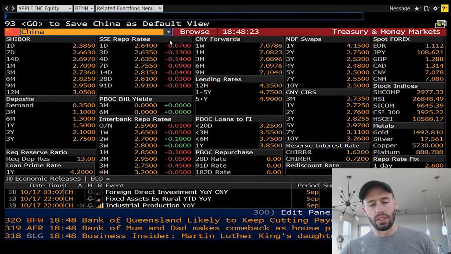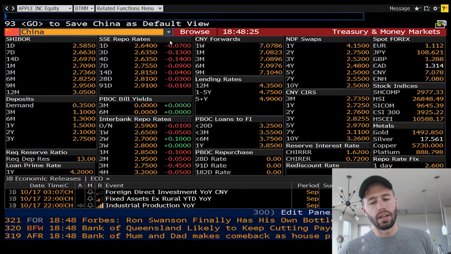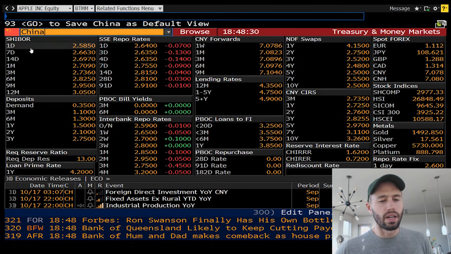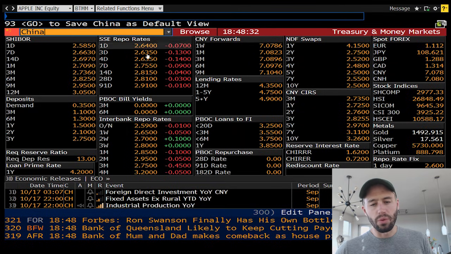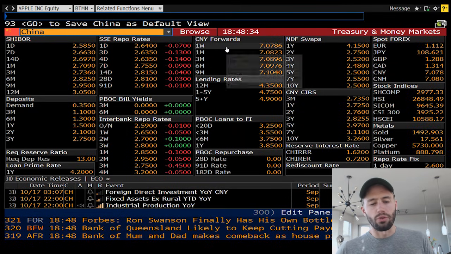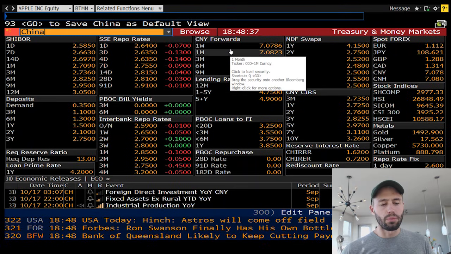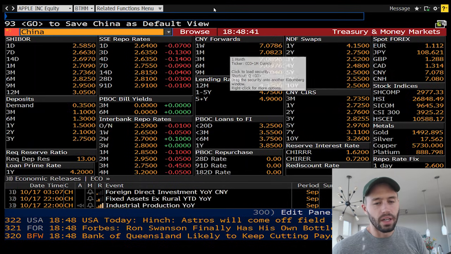And this is data that's, once again, hard to get on the internet, and this is all laid out nicely for everyone right here. We can look at the 1-day and 7-day SHIBOR. We can look at their repo rates, the 1-week CNY forwards. So this stuff's very prevalent to people that are transacting in the money markets around the world. I think that's a pretty cool thing about Bloomberg.